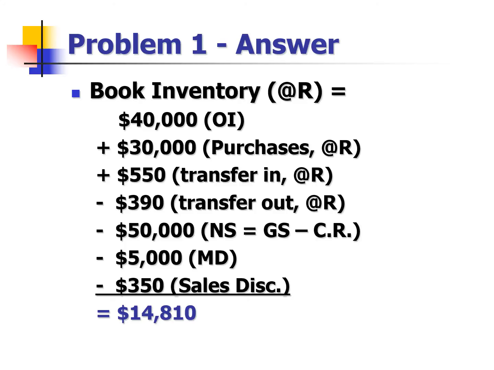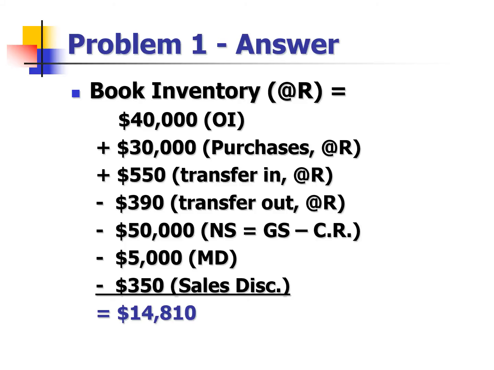$550 transfer in has to be also added in. There was also transfer out of $390 subtracted out. And then there was a gross sales and customer returns and allowances. You subtract customer return $2,000 from the gross sales $52,000 to calculate net sales, which was $50,000, right?